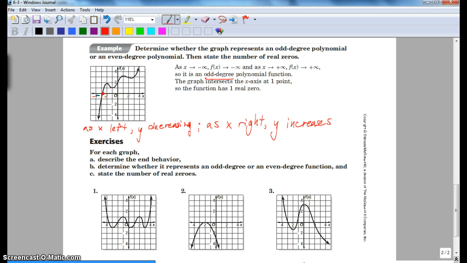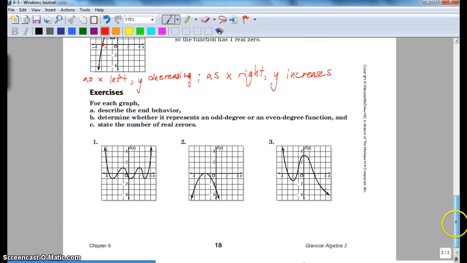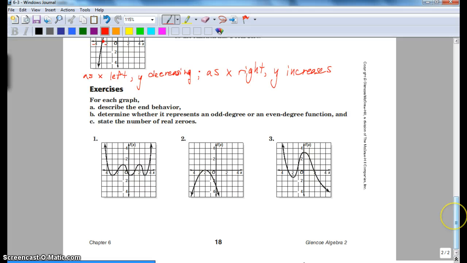Okay. So, the exercises. For each graph, part A says describe the end behavior. Part B, determine whether it represents an odd or an even degree function. And then part C, state the number of real zeros. Okay. So, with problem number 1, you can see the graph goes up and to the left, goes down, up, down, and then back up again, up and to the right.